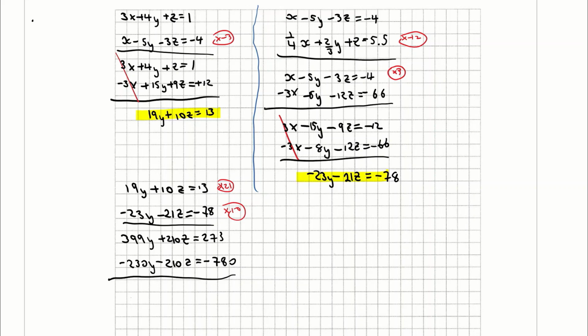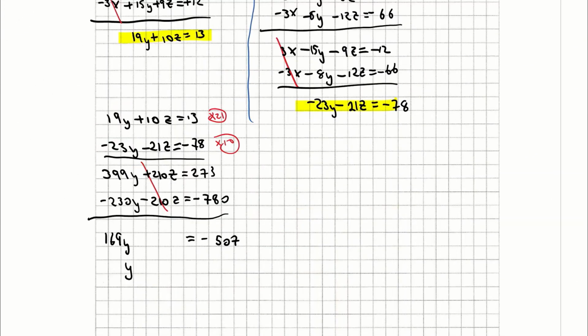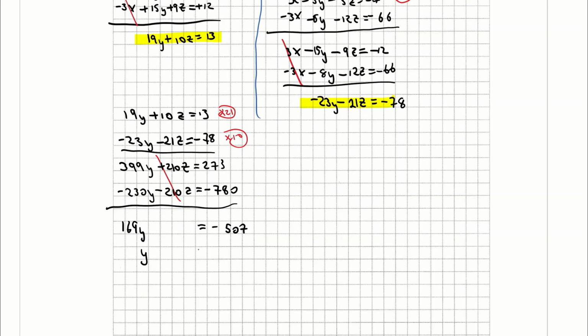I now have the z's cancelling out, 210z minus 210z. 399 minus 230 is 169. y is equal to 273 take 780, which is minus 507. I'm now going to divide across by 169. Let me just scroll down here and make a bit of room. And when I divide across by 169, I'm getting minus 507 divided by 169. So we've got y to be minus 3. Okay, so it comes out fairly nice for us. So y is minus 3.